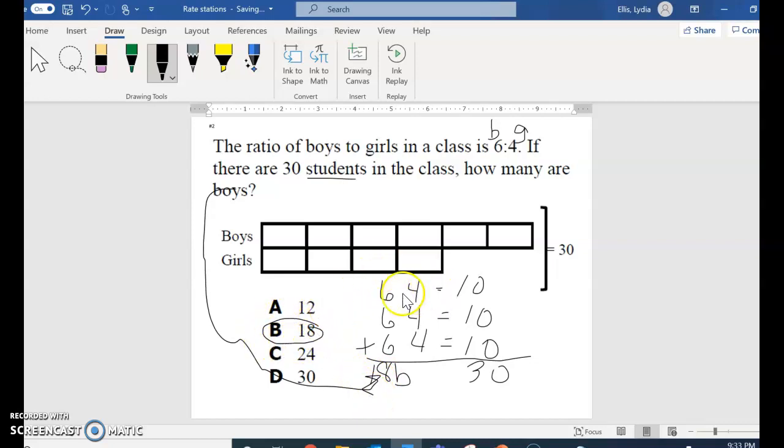Now, another way you could have done this is started off with your first ratio, 6 boys to 4 girls, and that equals a total of 10 students. Well, 10 times 3 is 30. So 6 times 3 is 18. Again, same answer, different way to solve it.